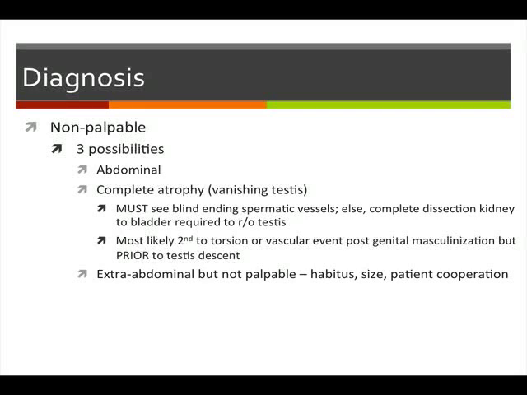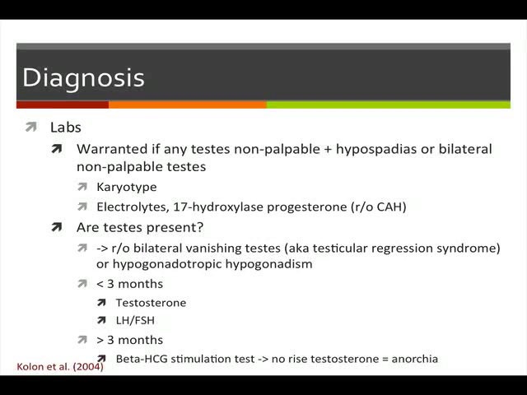So, are there any laboratory investigations that are warranted when you're working up a child? Yes. If you have non-palpable testes associated with hypospadias, or you have bilateral non-palpable testes, then they should all get a karyotype, as well as electrolytes and 17-hydroxyprogesterone levels to rule out CAH, or congenital adrenal hyperplasia.